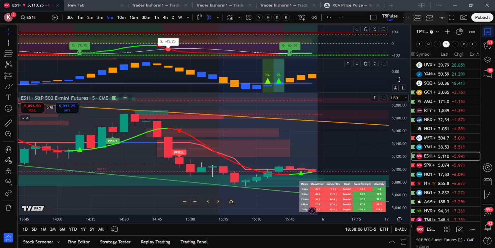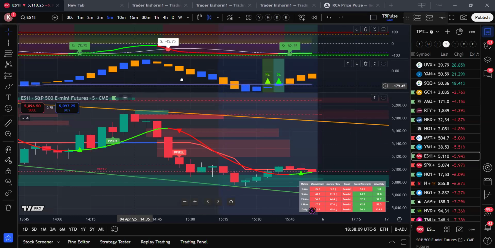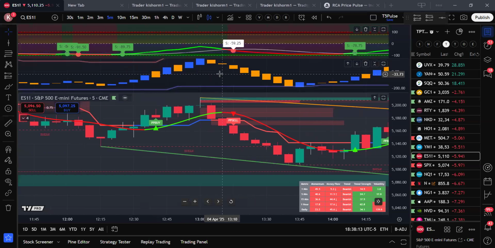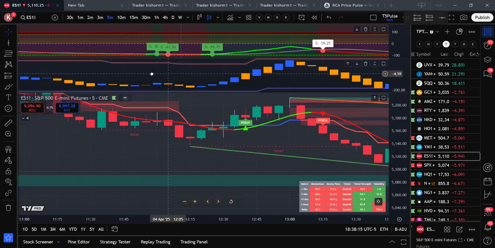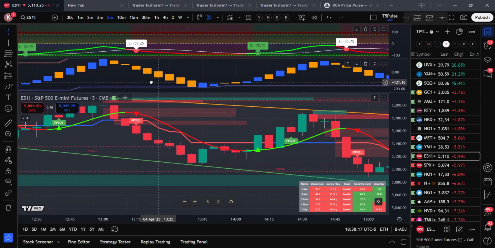Does it give exit, fast exit or slow exit, something like that, or no? Yeah, same, for exit also you'll get the same thing, fast and slow. You'll see the same.